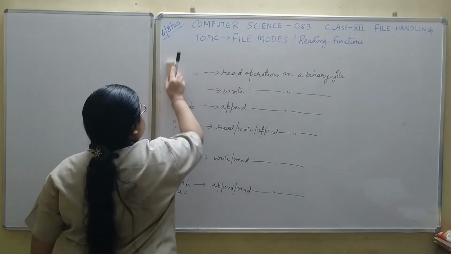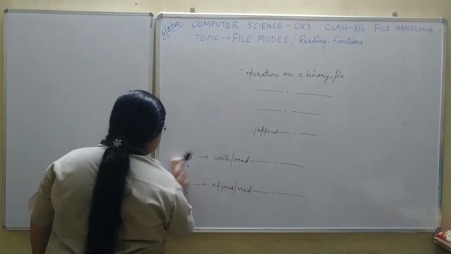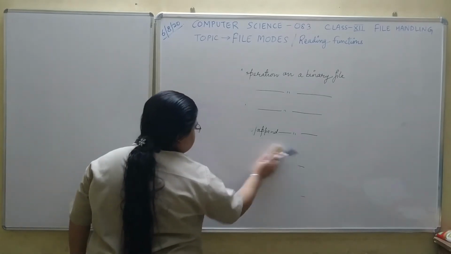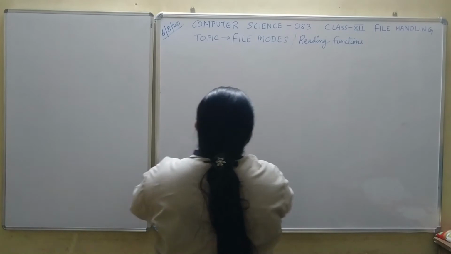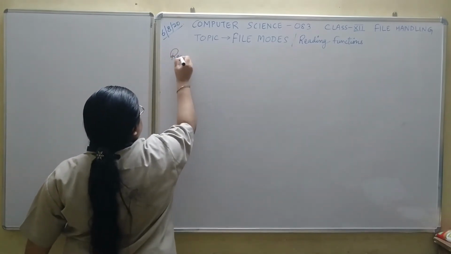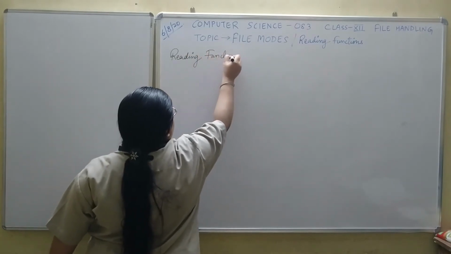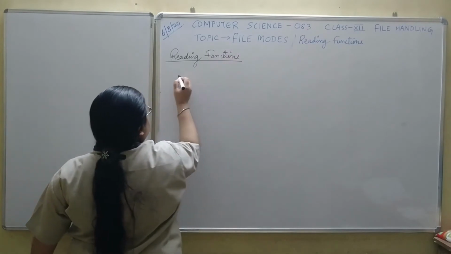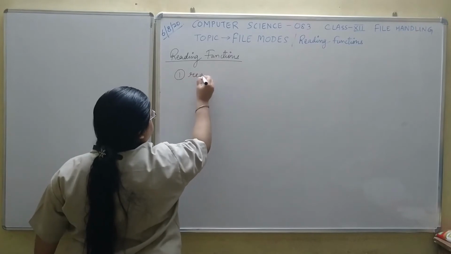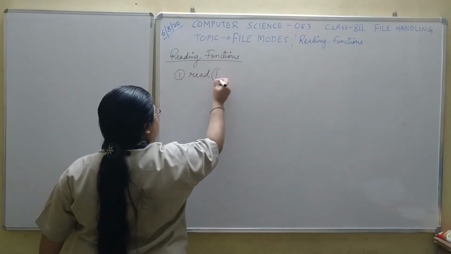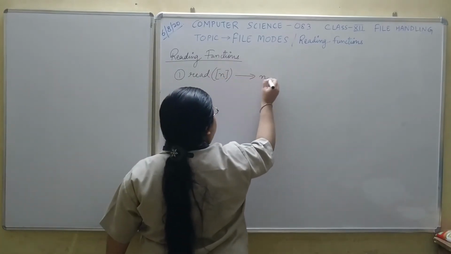So now we would switch over to the second part of our lecture, that is how to use various reading functions within the file, or what are the various functions through which we can perform read operations on a file. So reading functions. Number one, we have the read function, and within the read function there is an optional argument n which says n bytes.